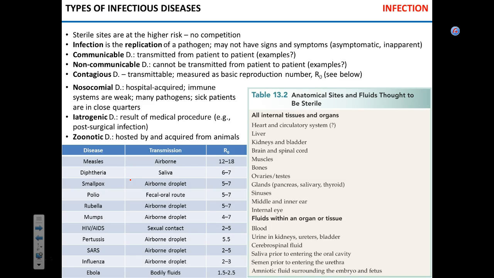Does that make sense? So what is infection? Infection is when a microbe replicates. That is important. I worked with mouse cytomegalovirus. I could inject it into myself. It does not replicate in humans. There's no infection. Does that make sense? To have an infection, you have replication. Infection does not have to have signs or symptoms.